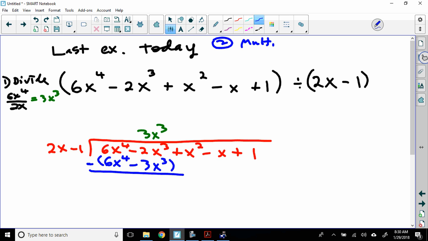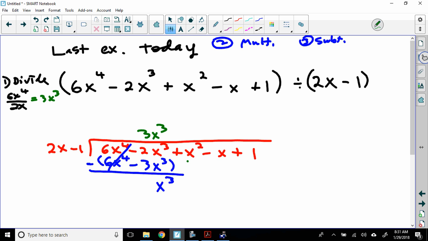6x to the fourth minus 6x to the fourth, those cancel. That's pretty clear. However, the number of x cubes that remain, a lot of people mess this up. They think it's minus 5x cubed. No, it's not. What you've got going on is you've got negative 2x cubed minus 3x cubed. Minus 3x cubed means we're adding 3x cubed, doesn't it? So this is going to be x cubed then. So we multiplied, we divided, we subtracted. What's next? Bring down, good, yeah.